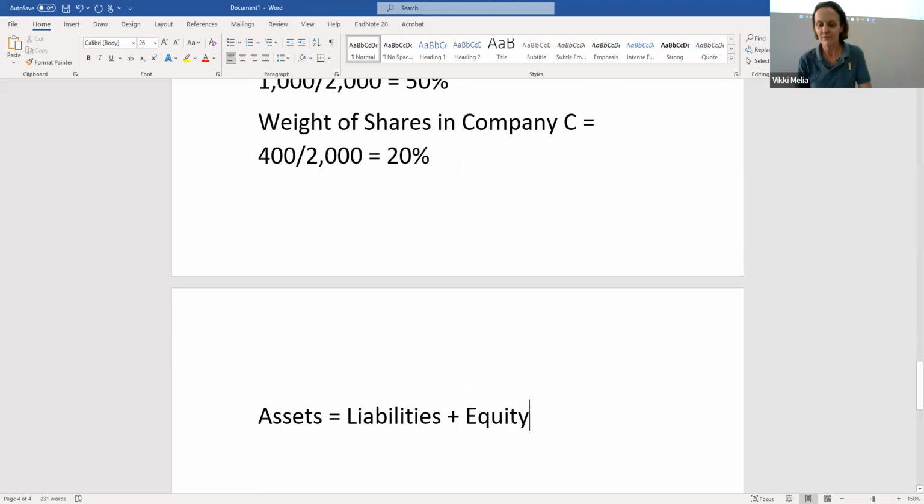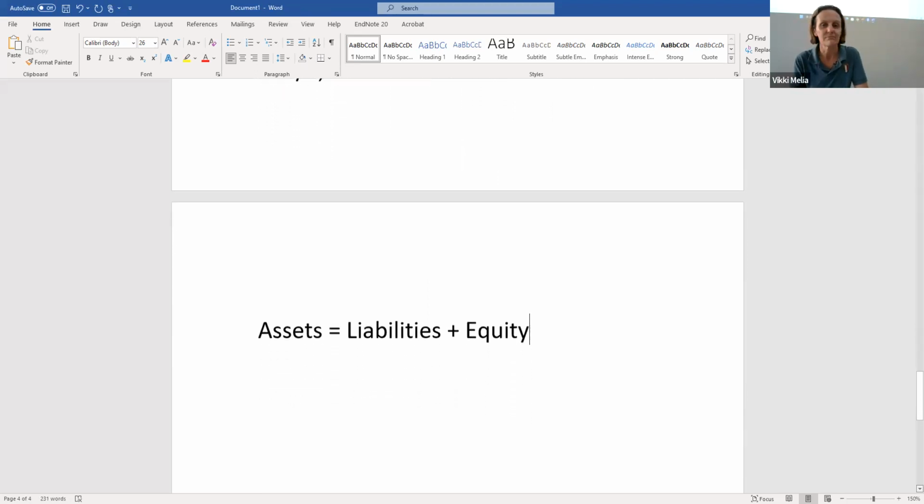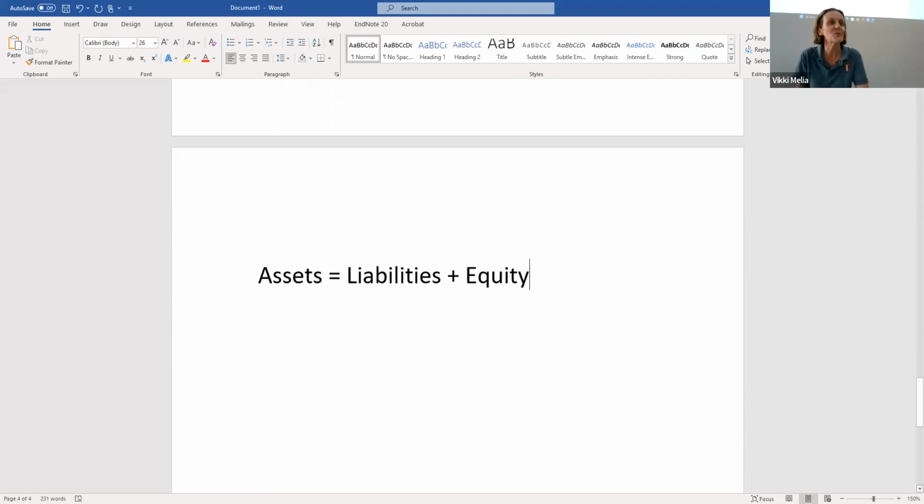What if I put in the document? It's my favorite equation, but what's it called? The accounting equation is all it's called, the accounting equation.